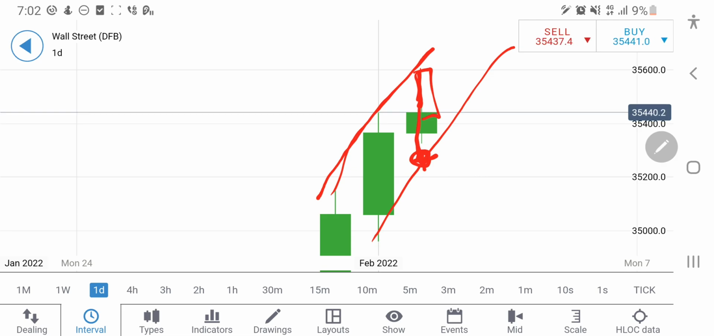Below 35,300, it can also drop till 35,200 and 35,100 levels, but a high of 35,600 cannot be denied. Beyond 35,600, it can head towards 35,700. That is a stronger resistance for US30.